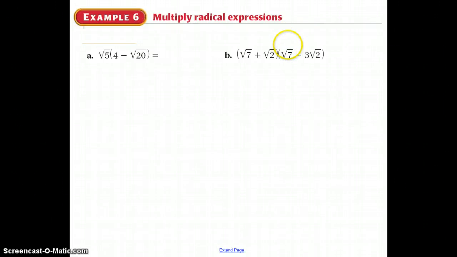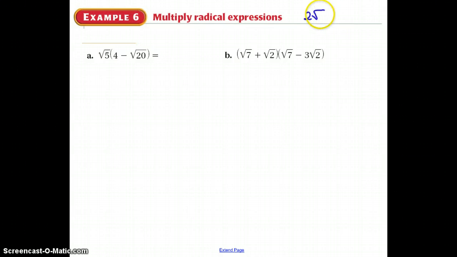Alright. So in the next example, we're going to multiply radicals together, and a couple of things that I need to tell you. When we multiply radicals together, you are allowed to multiply the outside numbers together, and the inside numbers get multiplied together, but they stay inside the radical.